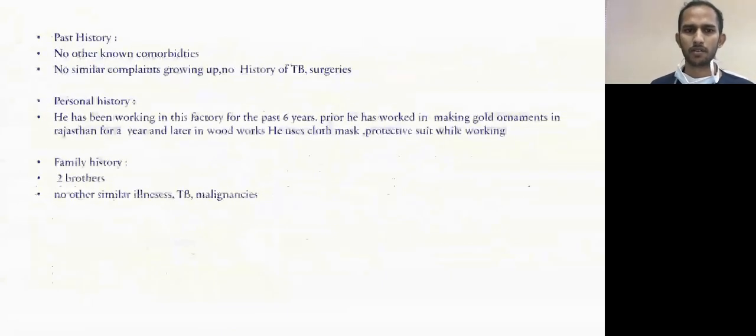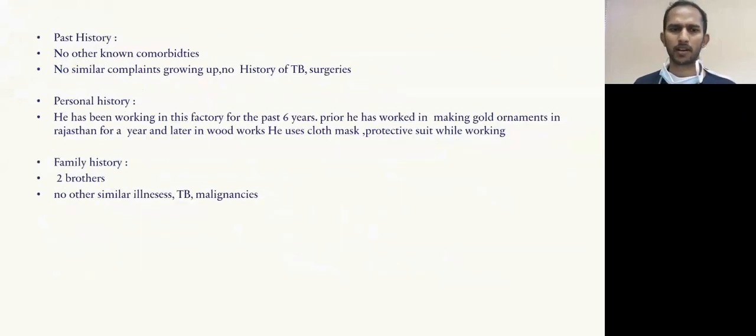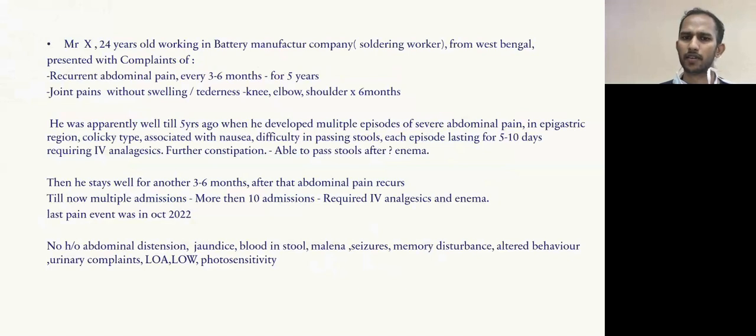Presenting on behalf of Medicine 5. Mr. X is a 24-year-old gentleman, previously working in a battery manufacturing company from West Bengal. He presented with complaints of recurrent abdominal pain for the past 5 years, once in every 3 to 6 months, and joint pains involving the knee without swelling or tenderness for the past 6 months.